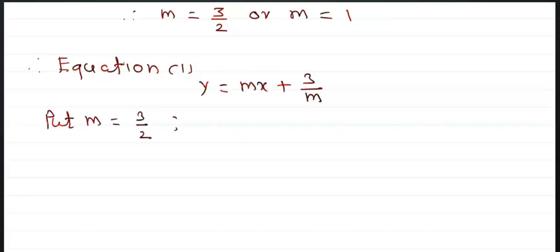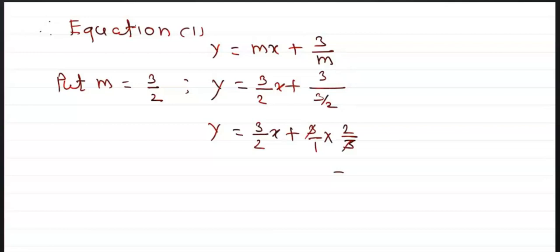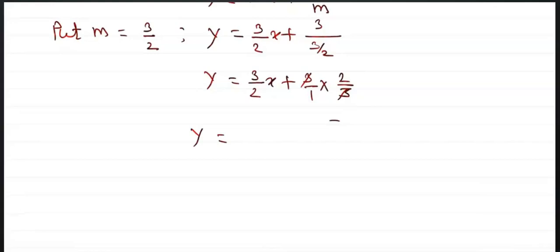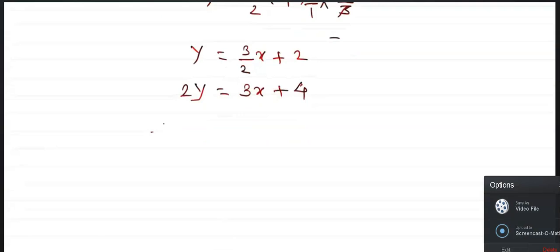Substitute the value, y is equal to 3 by 2 x plus 3 upon 2. Multiply and reciprocal, you will get y is equal to 3 by 2 x plus 3 upon 1 into 2 upon 3. Y is equal to 3 by 2 x plus 2. If we simplify, that is 2y is equal to 3x plus 4. Therefore, 3x minus 2y plus 4 is equal to 0.